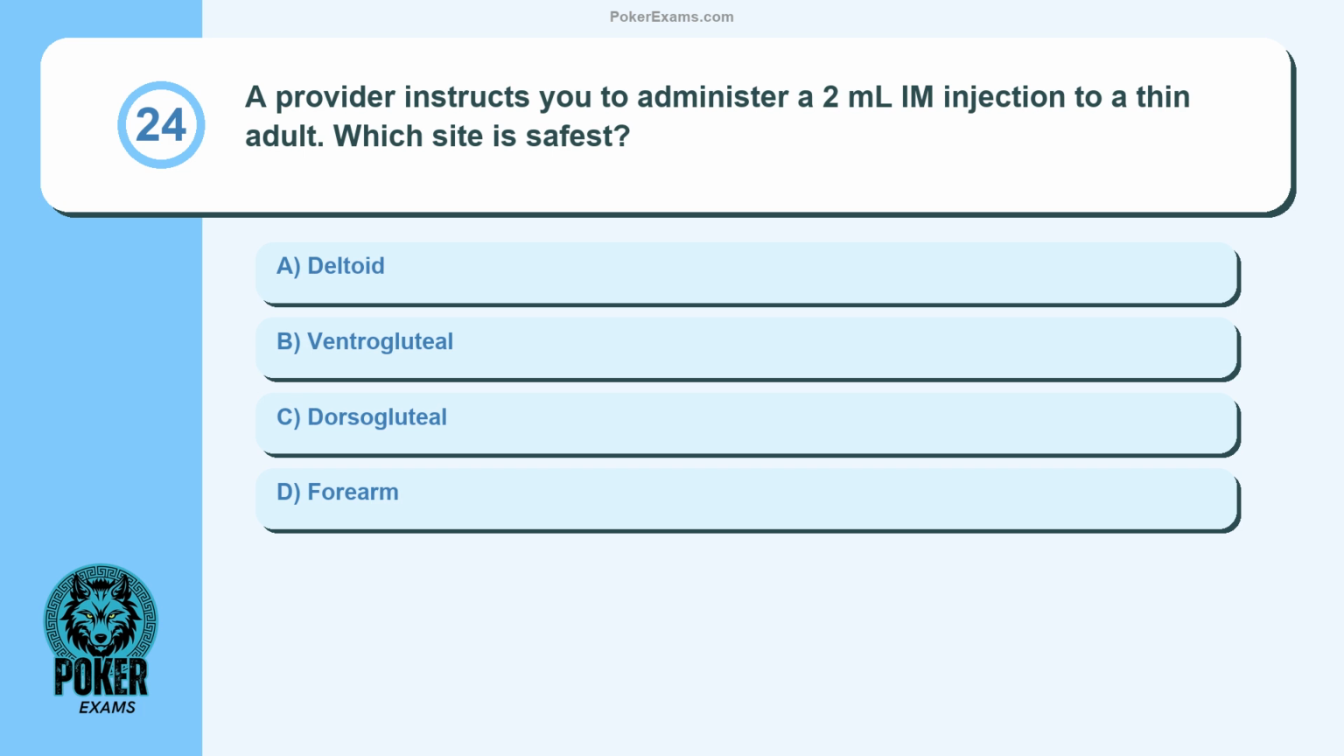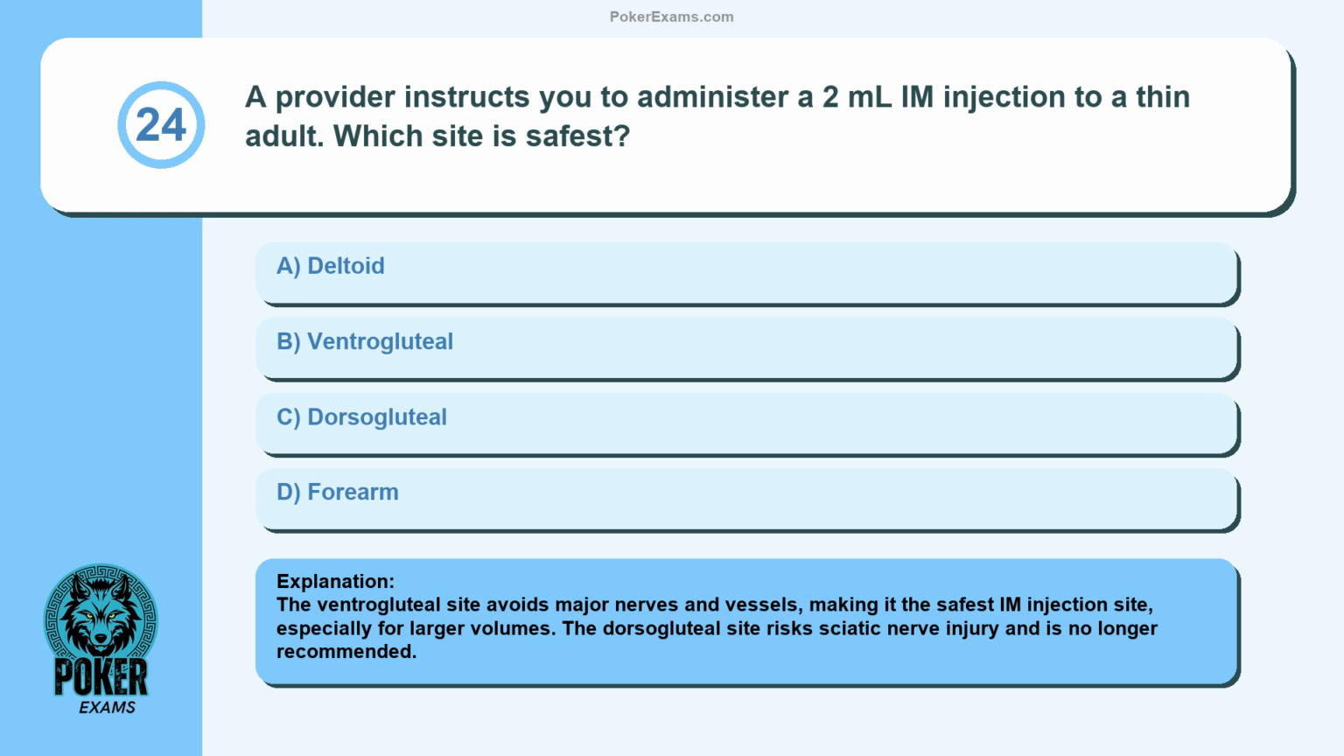Question 24. A provider instructs you to administer a 2 ml IM injection to a thin adult. Which site is safest? Deltoid. Ventrogluteal. Dorsogluteal. Forearm. The ventrogluteal site avoids major nerves and vessels, making it the safest IM injection site, especially for larger volumes. The dorsogluteal site risks sciatic nerve injury and is no longer recommended.